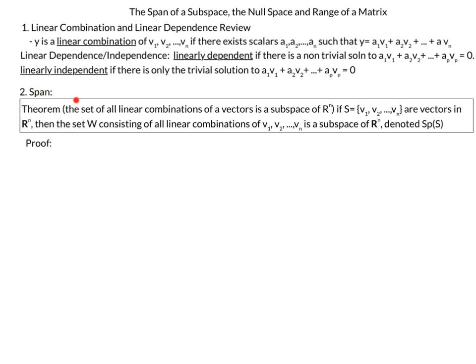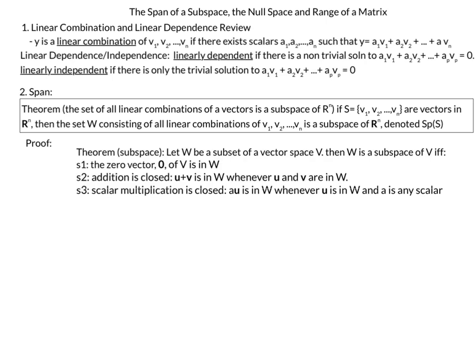And now we have a theorem that will help us define span. The set of all linear combinations of a set of vectors is a subspace of Rn. So if S is equal to the vectors v1, v2, up to vn, and these are vectors in Rn, then the set W consisting of all linear combinations of these vectors is a subset of Rn, and we denote it with span of S.